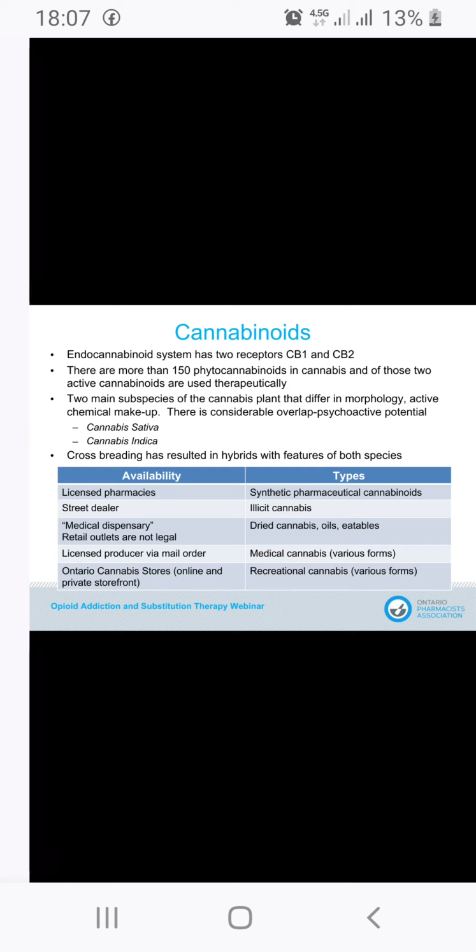Licensed producers via mail order, so that's through the Cannabis Act or the Medical Marijuana Program, and this is available in various forms. We'll discuss further in the talk the different types of administration.